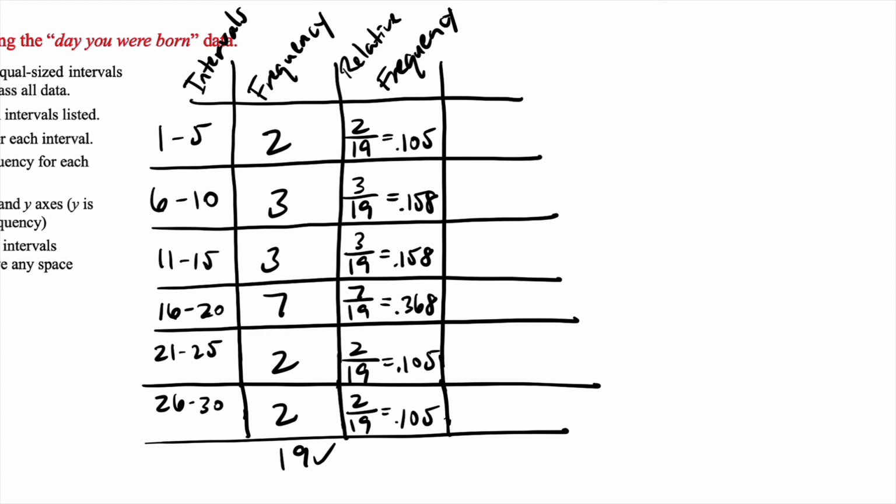And then the last one is percent. So change each decimal to a percent. So 0.105, I move the decimal over twice and I get 10.5%.